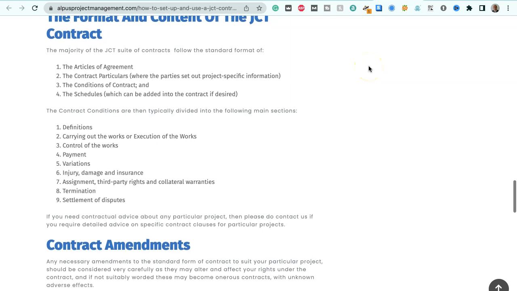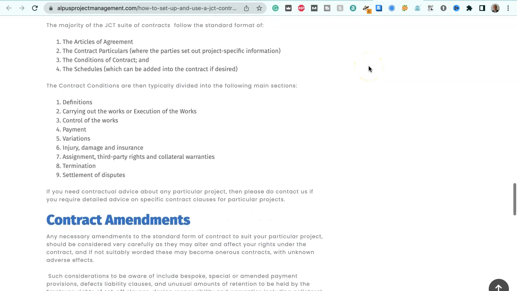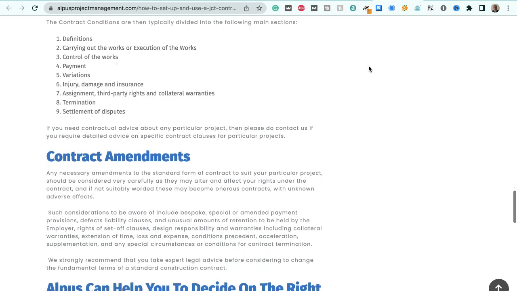The majority of the JCT suite of contracts follow the standard format of: 1. The articles of agreement, 2. The contract particulars, where the parties set out project-specific information, 3. The conditions of contract, and 4. The schedules, which can be added into the contract if desired.